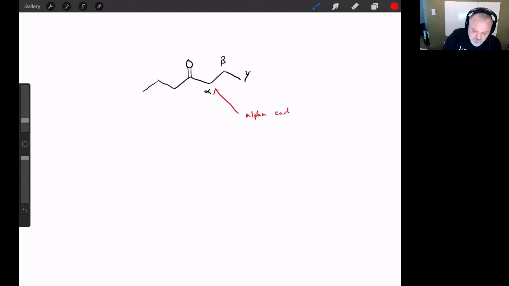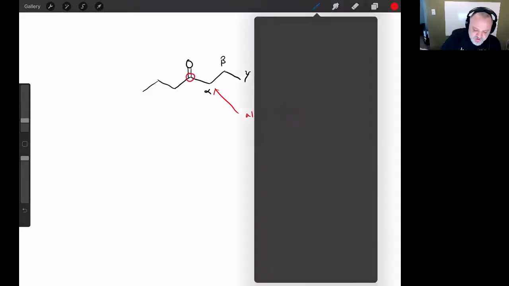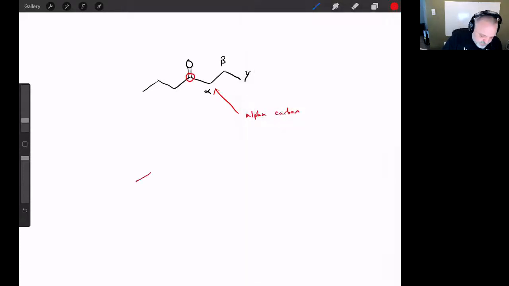Now, this is a staunch difference from alkyl halides, because when we talk about alkyl halides, we also use this Greek labeling, but we do give the carbon attached to the halide a letter. In this case, we don't. This carbon does not get a letter. And so this is what we're going to investigate: the chemistry of alpha carbons.